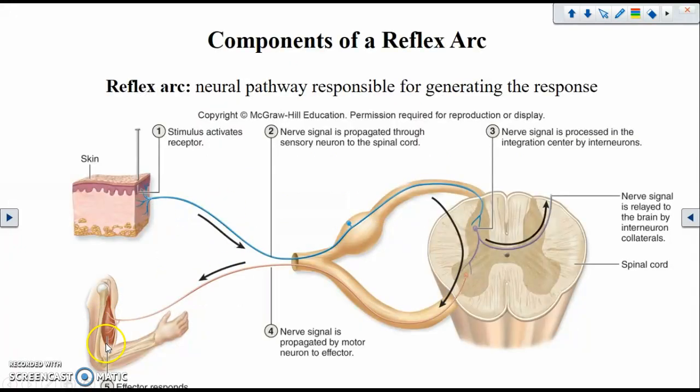Is this somatic or visceral? This is somatic. Why is this somatic? Because the effector is a skeletal muscle. All right, so those are components of a reflex arc in this case.